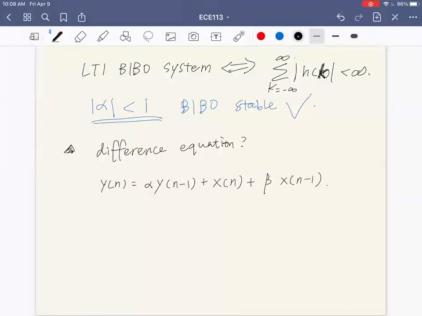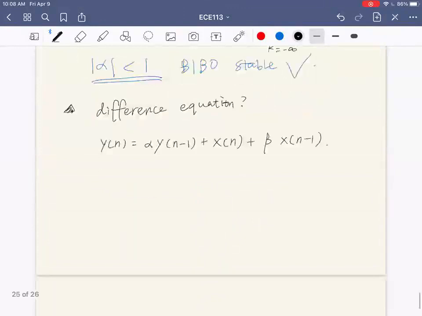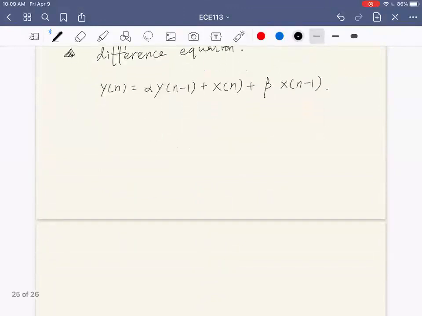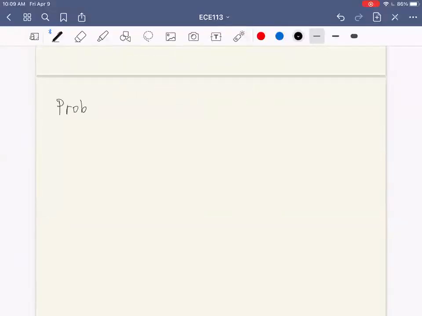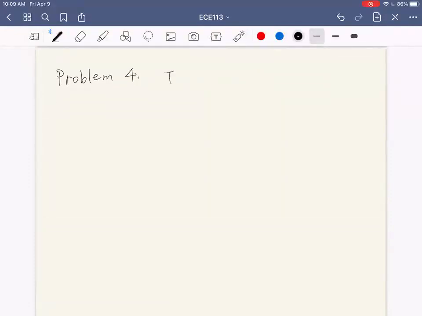Okay, we almost finished all our problem set. And one last problem, no need to solve it. It's just a true or false question. I appreciate your time, so I don't want to make it super long. So question 4, true or false?